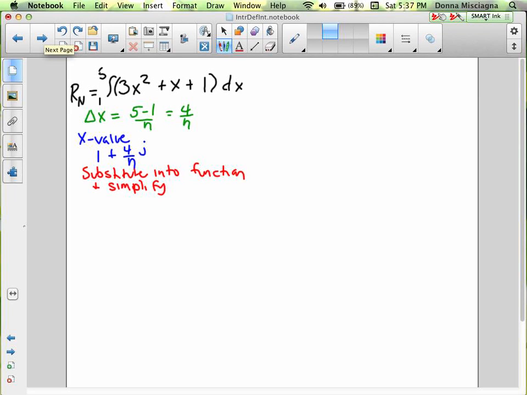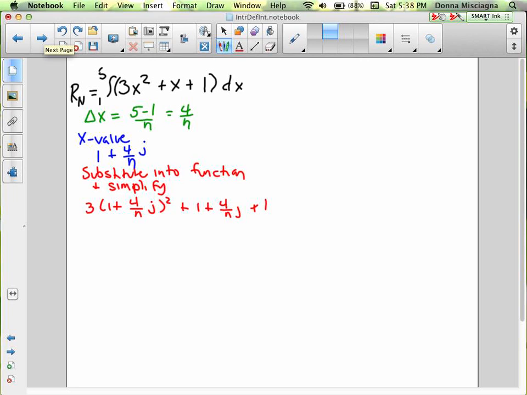Right, and so that would be 3 times (1 plus 4 over nj) squared. These are the x's, so we'll substitute the x into the function. Plus 1 plus 4 over nj, plus 1, that 1 at the end. So all I did was substitute into the function.